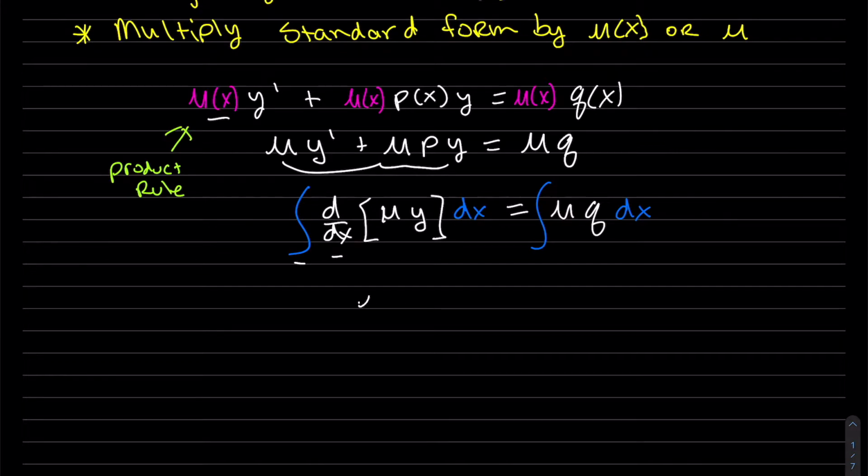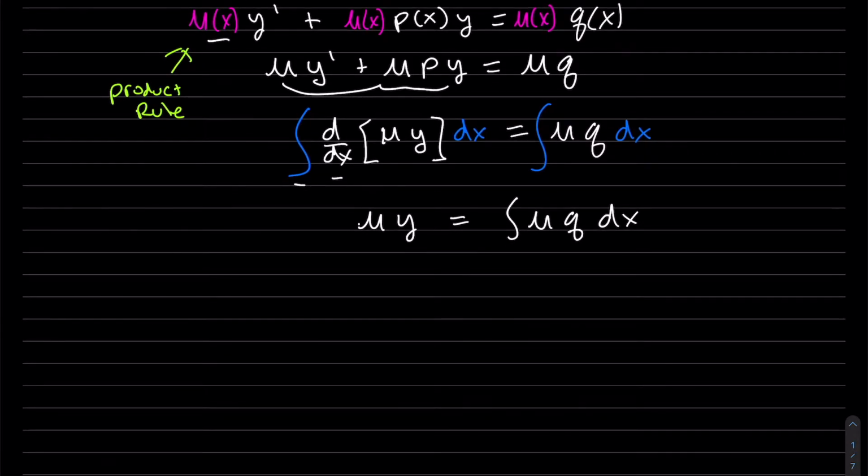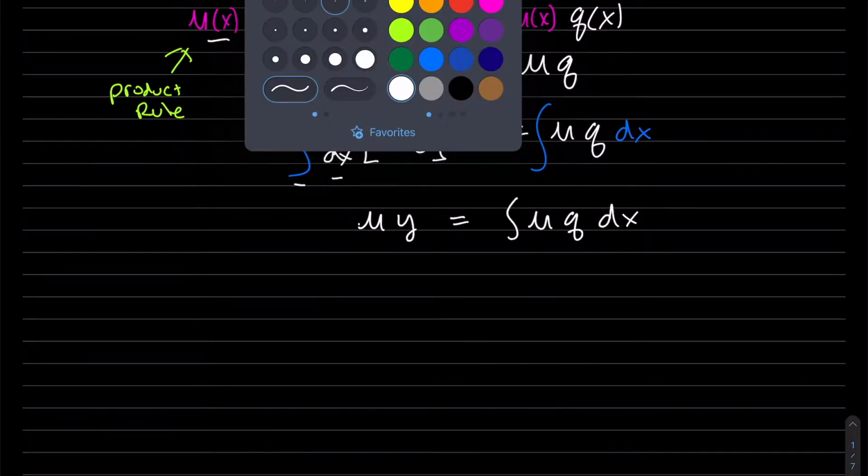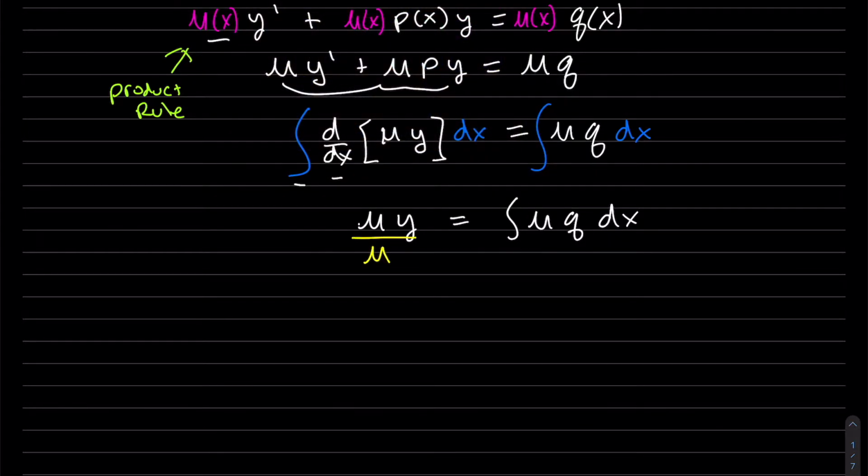That was mu. So it's mu y, because those two cancel, is equal to, well, we don't know what mu of x is, we don't know what q of x is, so we don't know what that integral is. So we keep that, that's equal to the integral of mu times q dx. Now again, our goal is to solve for y, since y is our solution. So I divide both sides by mu.